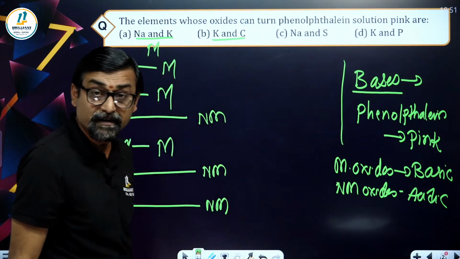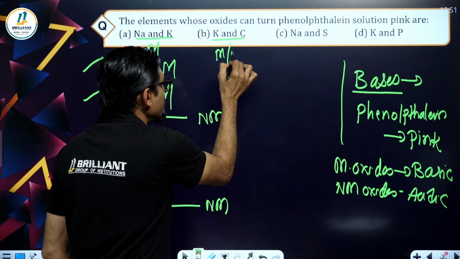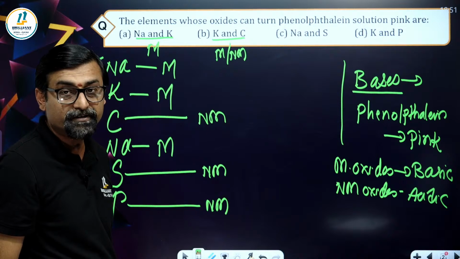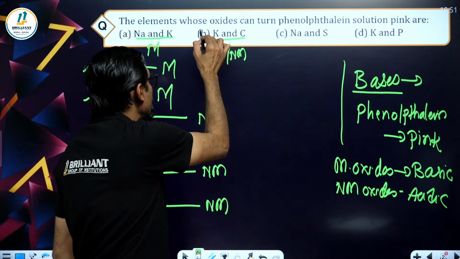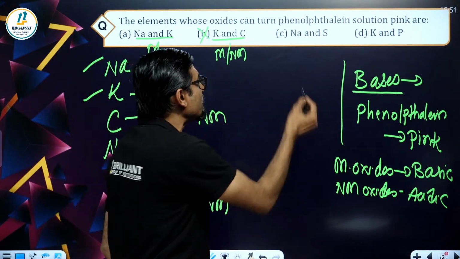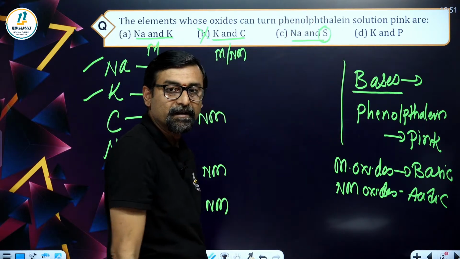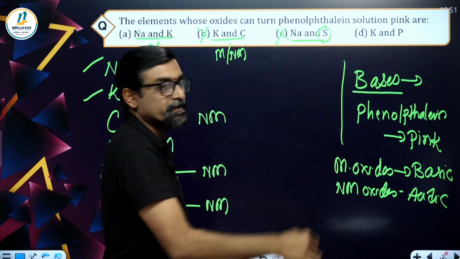In this, one is metal and the other one is non-metal. So definitely we cannot get the combination as the phenolphthalein changing to pink. So we can overrule this option. Then coming to the third option, sodium and sulfur. Here also we have one non-metal which cannot be considered. So this is also a wrong option.